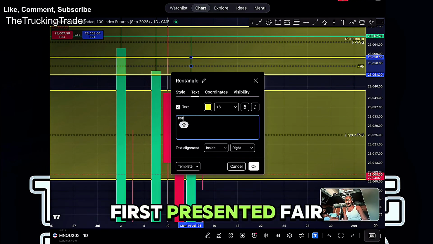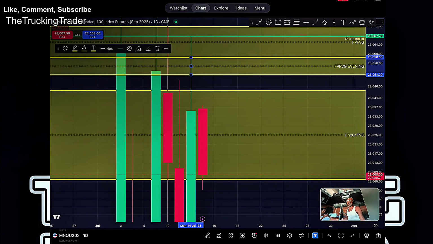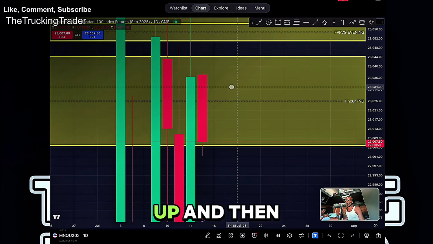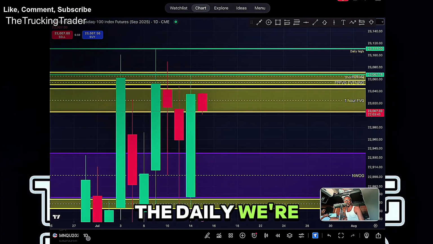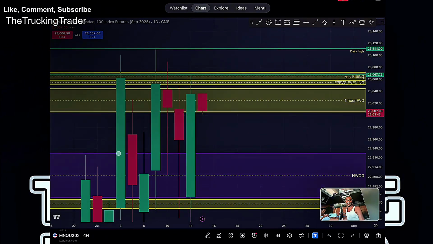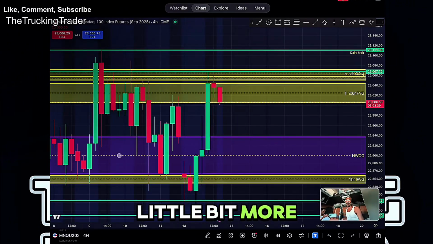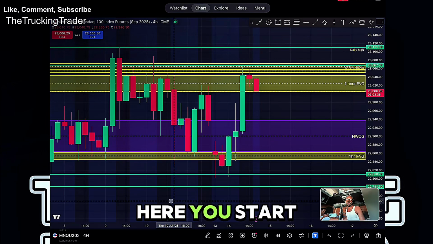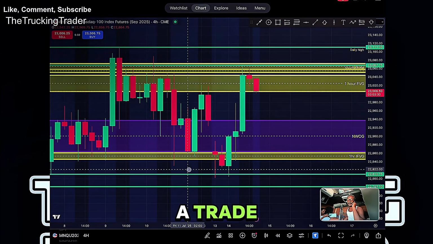This is the first presented fair value gap from the evening session. So I'm going to leave that one on there. Make sure I got everything locked up. And then, so like I said, we're still on the daily. We're going to drop down to the 4 hour. And this is where you start to see a little bit more market structure. You start to see some candles. And then from here, you start to be able to form a trade.